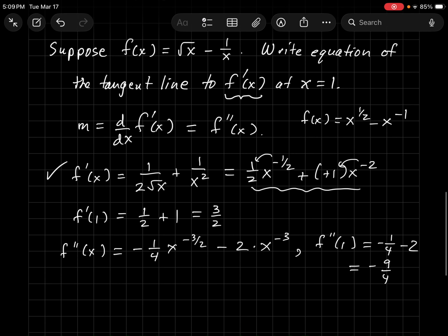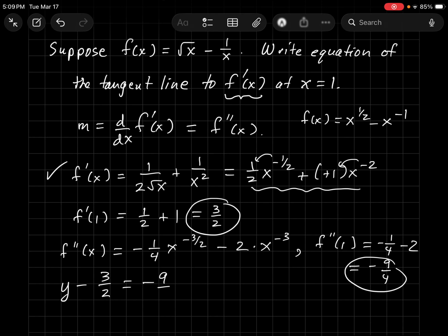And now we can write the equation of the tangent line to f prime, which is y minus the y value equals the slope times x minus the x value.